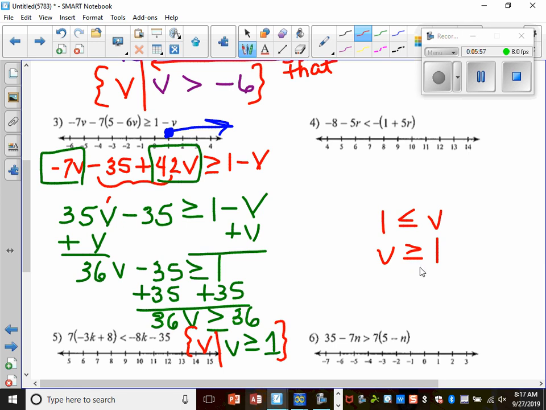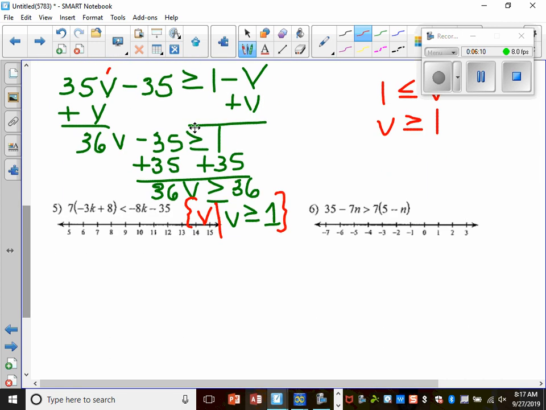Okay. So just keep that in mind. If your variable ends up after the inequality symbol, make sure you change it. And when you change it, you also flip the inequality. Okay. All right, let's do one more together.